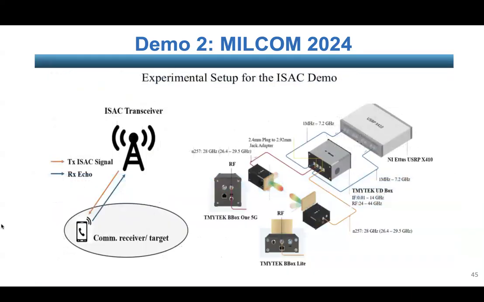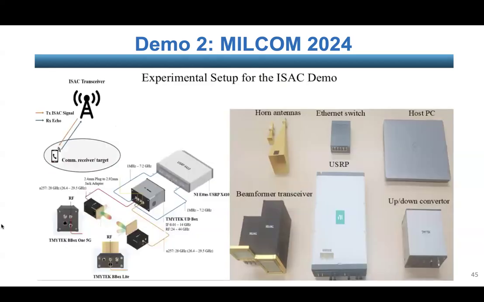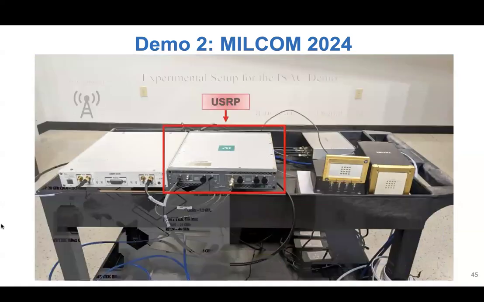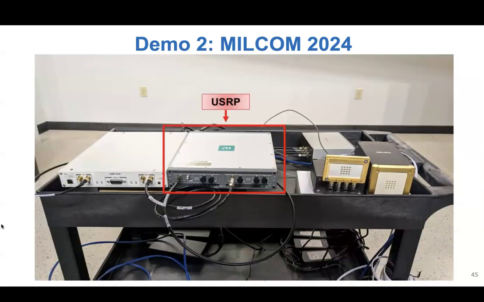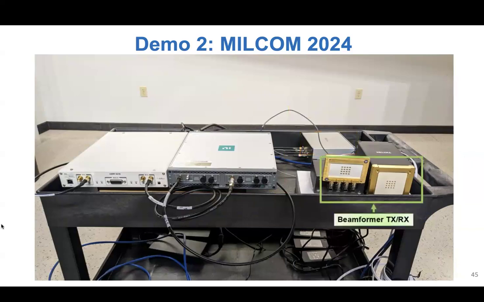In this demonstration, we showcase the practical implementation of a multi-waveform ISAC system, which integrates radar sensing and communication seamlessly. This setup allows for real-time object tracking and data transmission over shared wireless resources. The monostatic radar platform includes a USRP for signal transmission and reception, an up-and-down converter to shift signals between baseband and high frequencies, and beamformer transceivers to improve detection accuracy by directing radar beams towards specific targets.